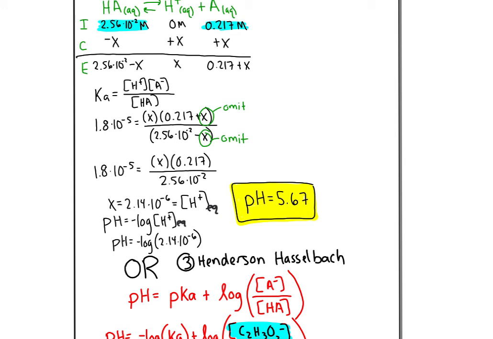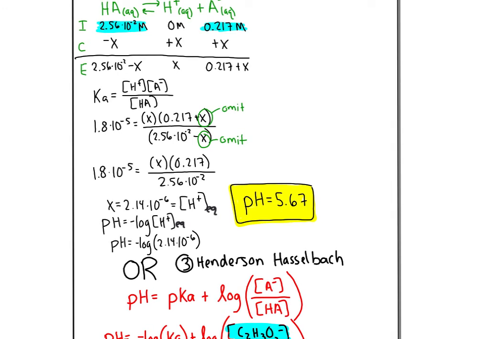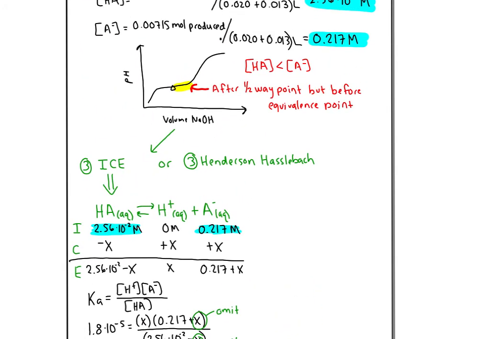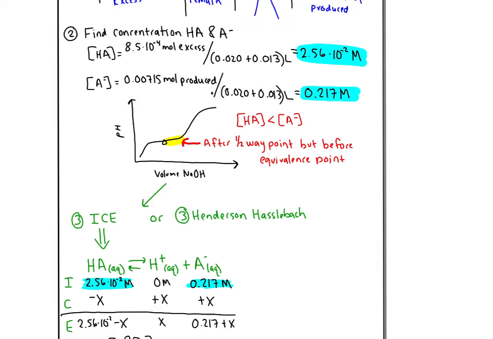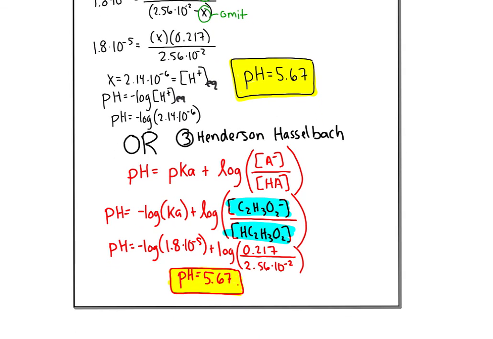The other option is to use the Henderson-Hasselbalch. So you still do your BCA table, you still find the concentration. So you do everything the same really up until this point. And now we can do the Henderson-Hasselbalch instead of ICE. The Henderson-Hasselbalch is that the pH is equal to the pKa plus the log of the base over the acid. So I can take the negative log of the Ka, which is pKa, plus I found these concentrations. Here's my base, here's my acid. So I'm just going to plug in Ka, plug in those molarities I found above, and I get a pH of 5.67, same answer. So it is your choice if you like to do the ICE table or the Henderson-Hasselbalch when you are somewhere before the equivalence point.